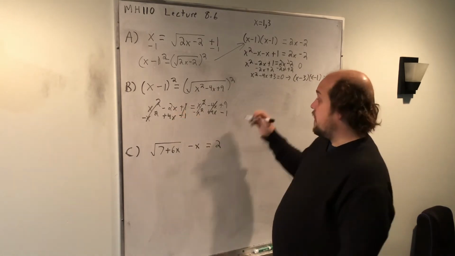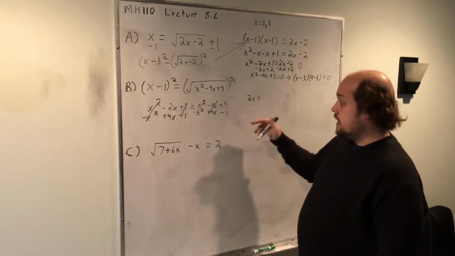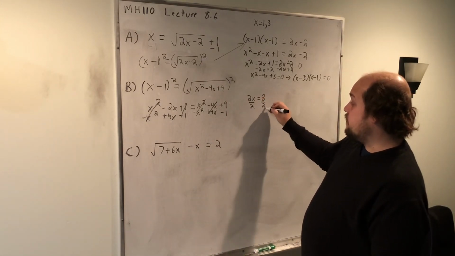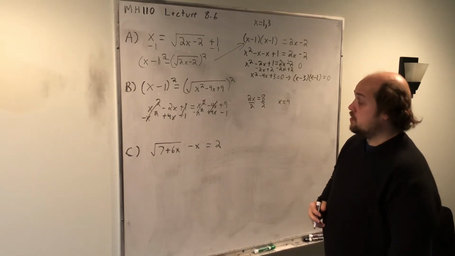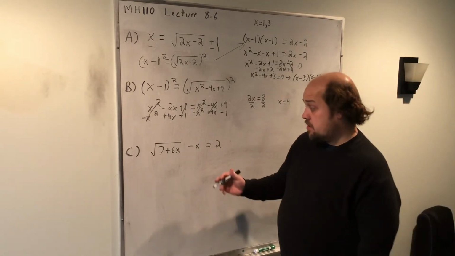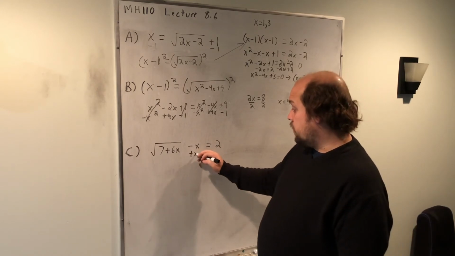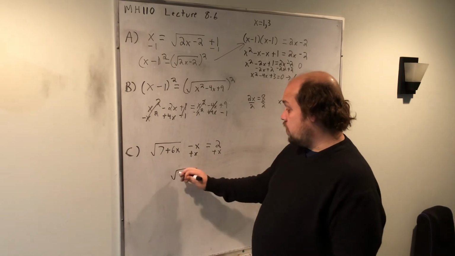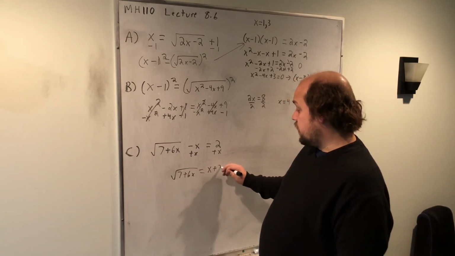Negative 2x and positive 4x leaves me with positive 2x. Positive 9 and negative 1 leaves me with positive 8. I can then divide both sides by 2 to get my final answer, which is x equals 4. For part C, I need to begin by moving this x to the other side. So I'm going to do plus x here, plus x here. That leaves me with the root of 7 plus 6x equals x plus 2.